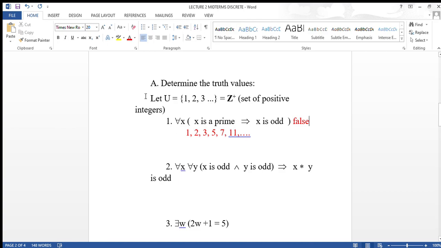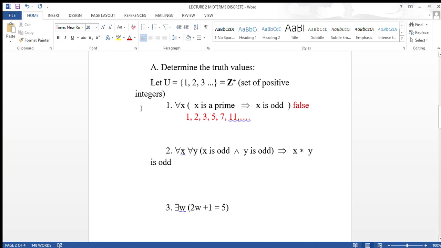2 is prime, but 2 is not odd. The condition that we want to satisfy there is if x is prime, then x is odd. 2 is prime, but 2 is not odd, which makes our proposition false.